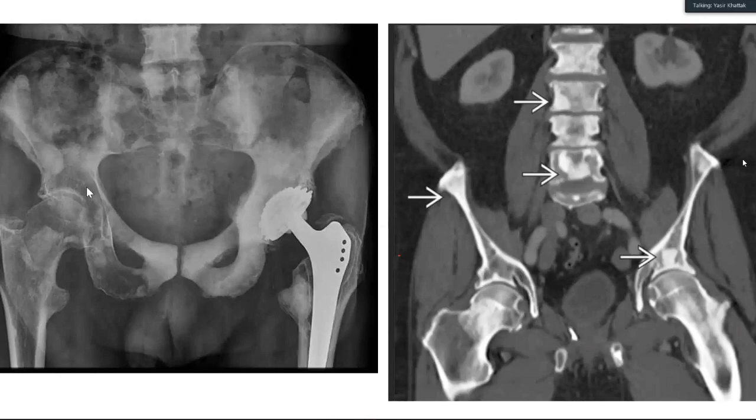Now this one is another one. You see some diffuse abnormal radiodensities within the bones. Some of them have a fluffy pattern, and there is a left-sided hip replacement, with multiple sclerotic lesions. This is a case in a male of prostatic carcinoma.